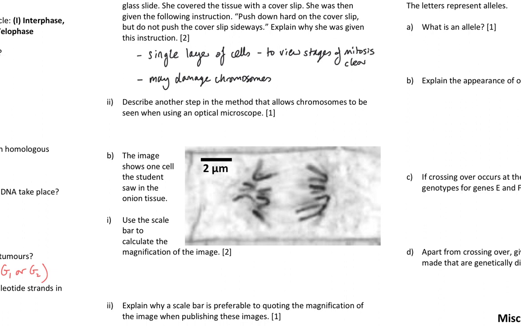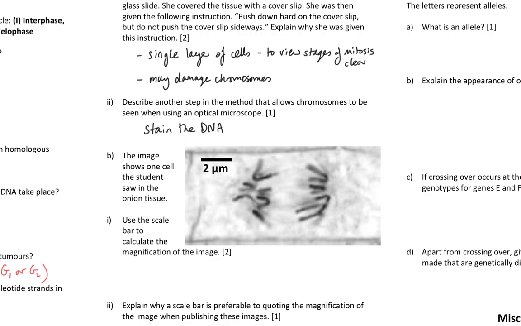Describe one other step that allows chromosomes to be seen with an optical microscope. We have to stain them, not dye them. We need to stain the DNA or the chromosomes. We use a chemical stain, a histological stain that binds to DNA, and therefore it's visible.